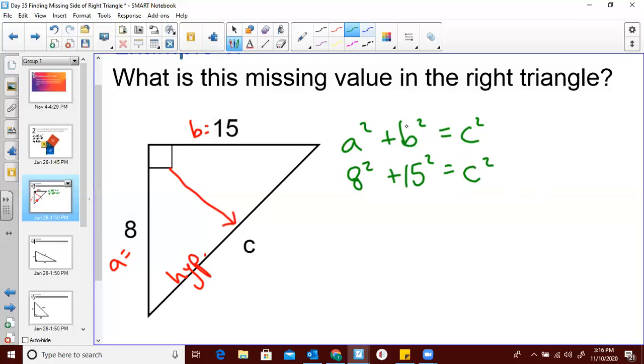Remember, you cannot forget about these square symbols. If you do, it's just going to throw you all the way down. You're just starting off wrong. It's not going to end pretty. We know that 8 squared is 64. And 15 squared, I believe that's 225, but let me double check. And it is 225. And again, I still don't know what C squared is, so I'm just going along with it.